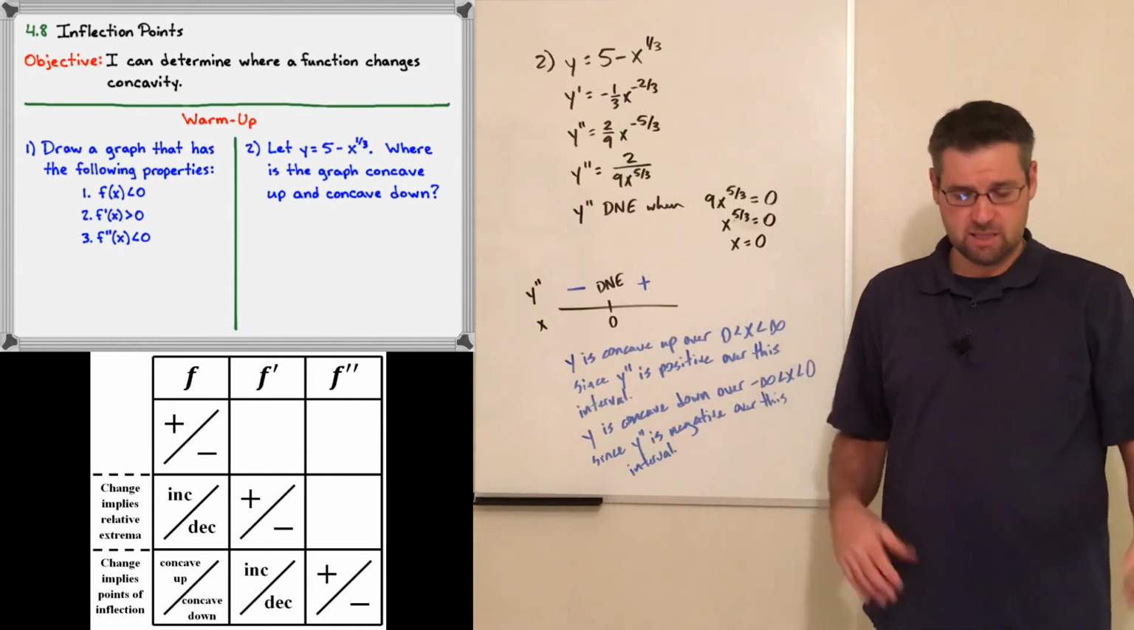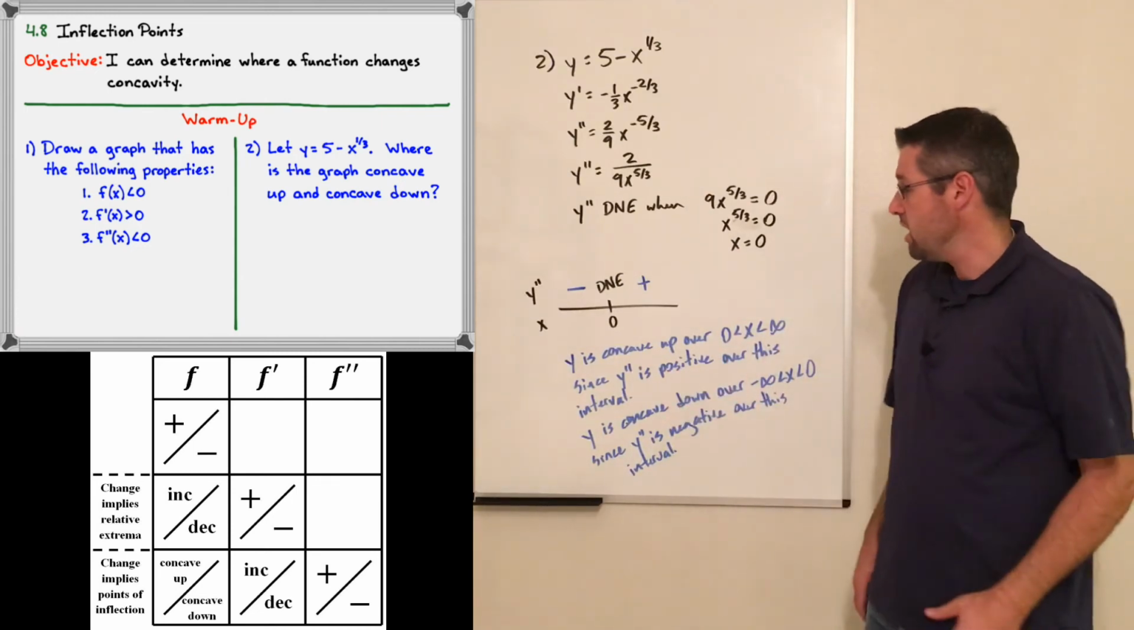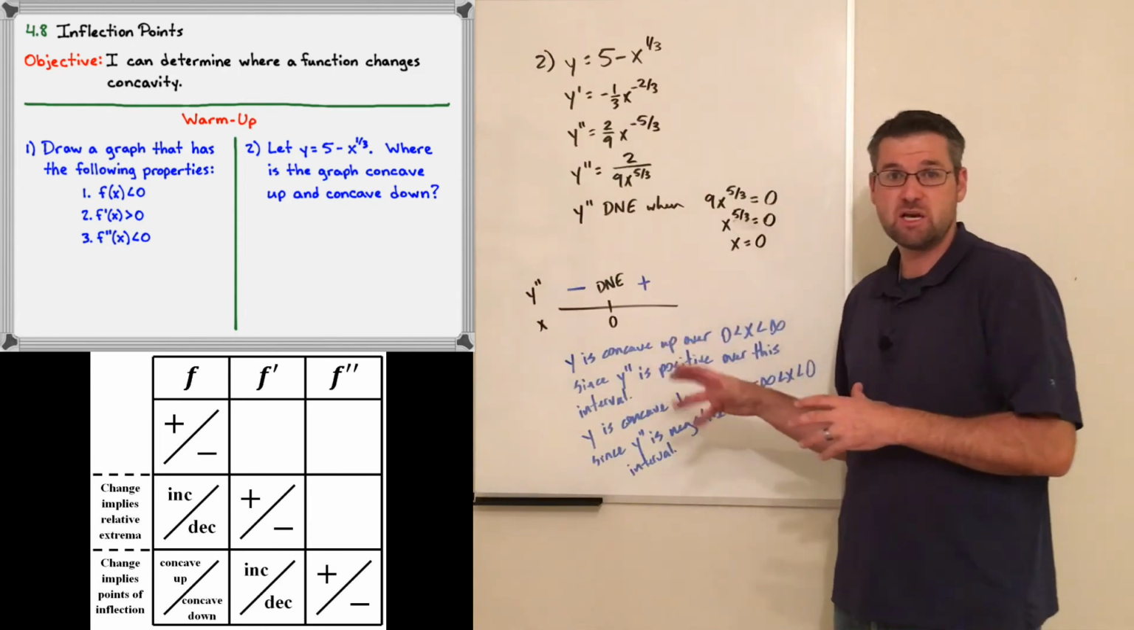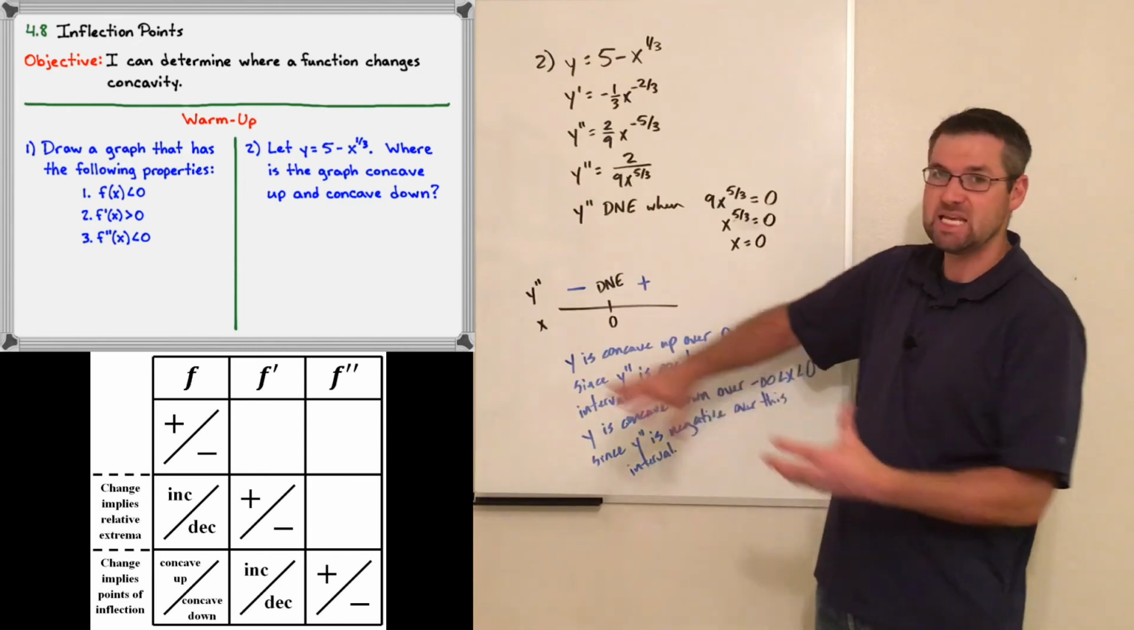All right, so now we've identified the places where the function is concave up or concave down. And that's going to lead into the lesson of points of inflection. Points of inflection, just a quick idea, is when the second derivative changes signs or when the function changes concavity. So this is a good warm-up to kind of lead into that idea.